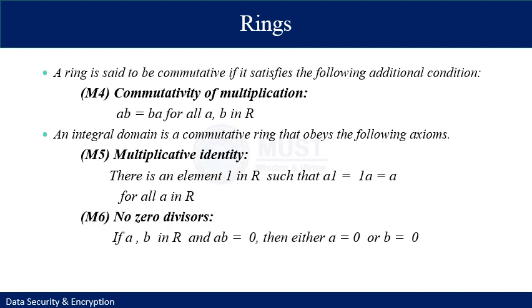Additionally, a ring is said to be commutative if it satisfies one additional property, known as commutativity of multiplication, which is a very simple property. It states that a multiplied by b must be equal to b multiplied by a, for all elements belonging to the ring. The set of integers Z_n, ranging from 0 to n minus 1, with arithmetic operations modulo n on each element of the set, forms a commutative ring.